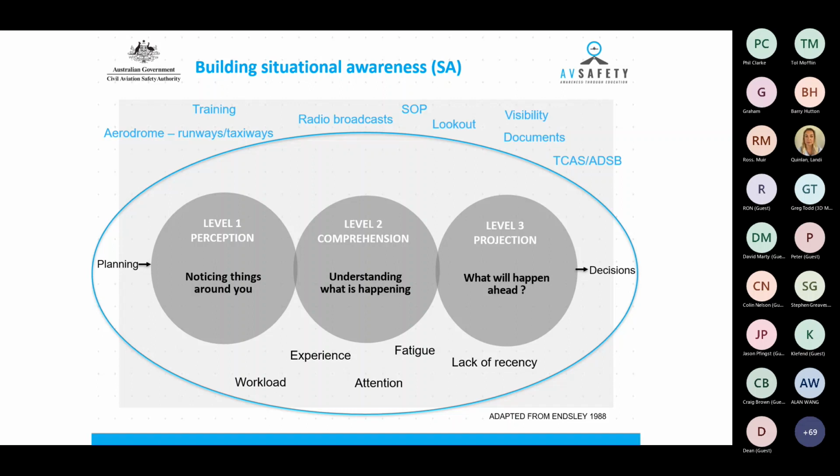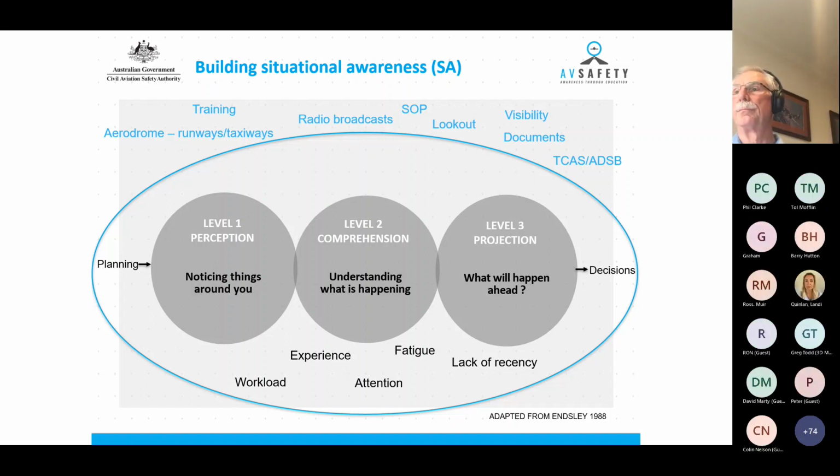So I might go to Neil. What do you see as the most of the problems with low time pilots when they're developing SA at an uncontrolled aerodrome? Do you see them having difficulties progressing through these levels? So do they miss things? They don't notice them? Do they have trouble understanding what's occurring around them, even if they've seen it? And that would more than likely then lead to a problem, as we've spoken about before, with projecting ahead and coming to those decisions that need to be made. Is that a fair assessment, you think?